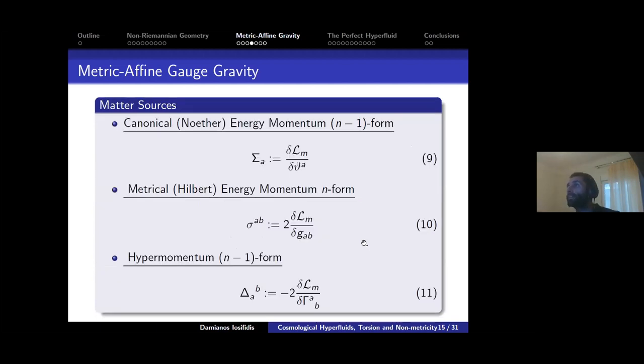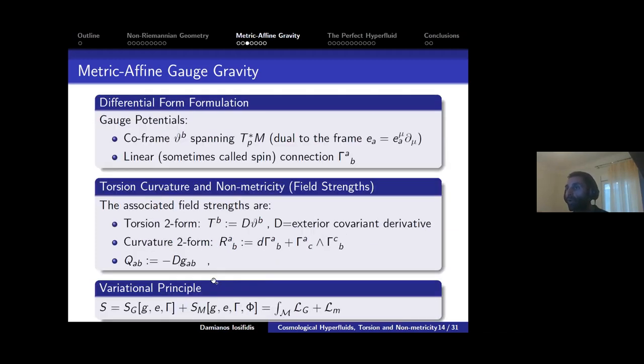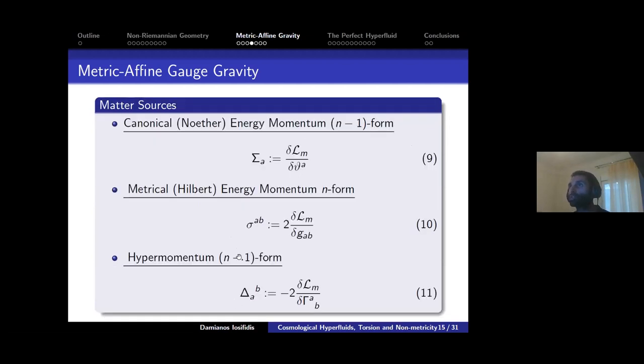So we can define three energy-related tensors if we vary the matter part of the action with respect to those. So we have the canonical or Noether energy momentum. Here it is an n minus one form. If we are in n dimensions, it's defined this way. We have the metrical, which is the variation with respect to the metric. And we have the hypermomentum, which is the crucial part here. It is known that it has to do with the intrinsic properties of matter, such as spin, dilation, and shear. So we have these three tensors. These are the sources that will produce curvature, torsion, and non-metricity.